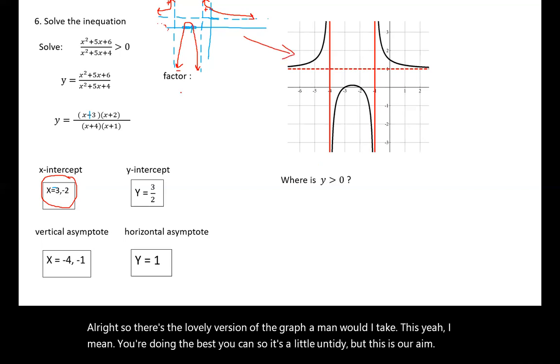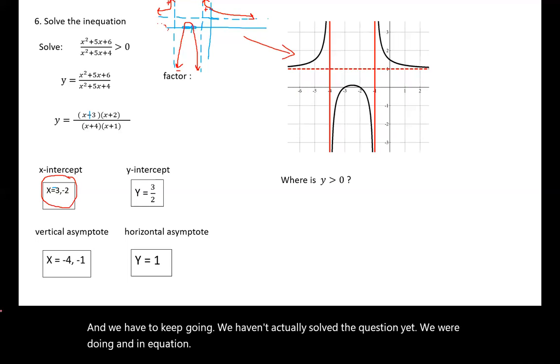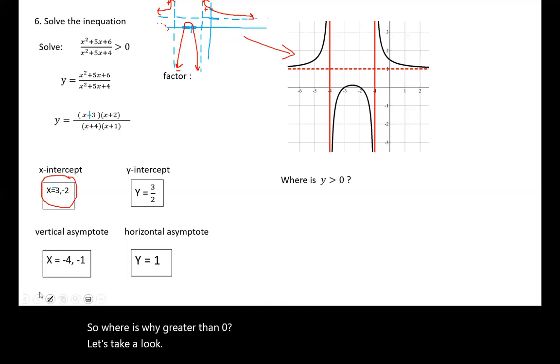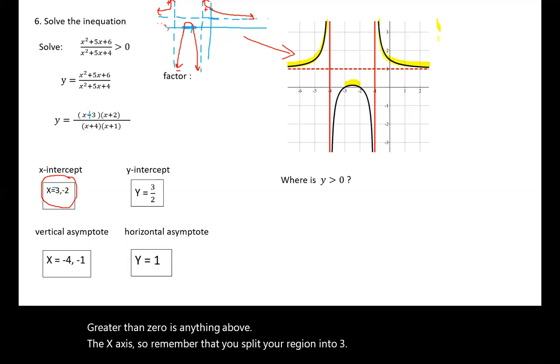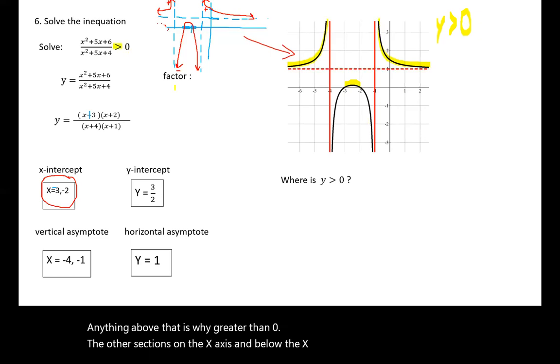And we have to keep going. We haven't actually solved the question yet. We were doing an inequation. So where is y greater than 0? Let's take a look. Greater than 0 is anything above the x-axis. So remember that you split your region into 3. Anything above that is y greater than 0. The other sections are on the x-axis and below the x-axis. We wanted greater than 0, and that's why we're picking this section.